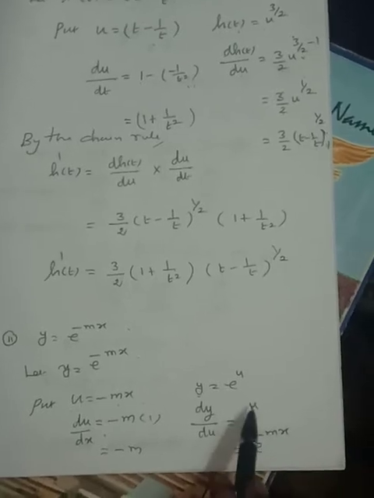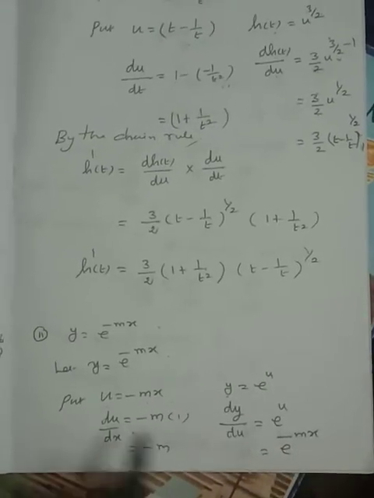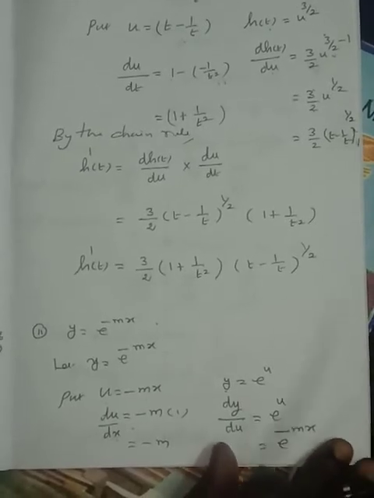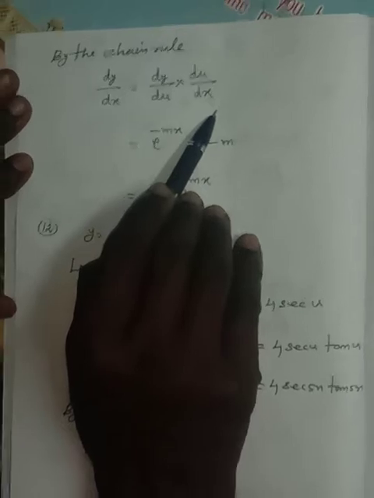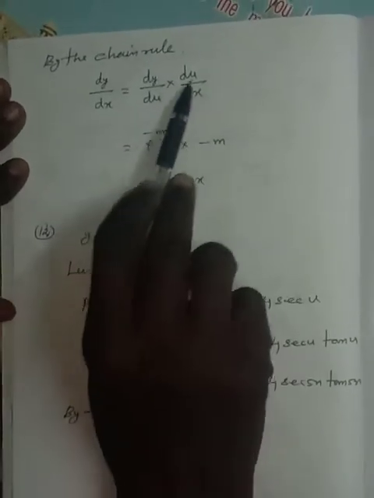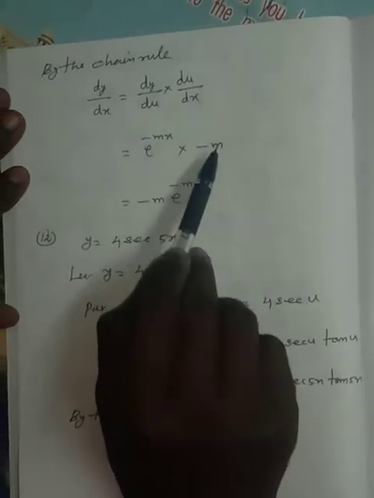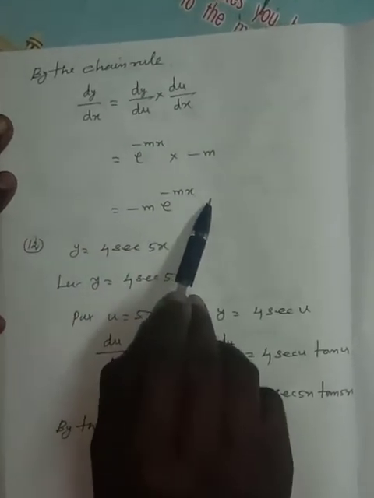E to the power of u, but u is minus mx. Therefore, e to the power of minus mx is dy by du. But dy by dx is equal to dy by du into du by dx. dy by du is e to the power of minus mx, du by dx is minus m. Multiply these two. We have minus m into e to the power of minus mx is the answer.